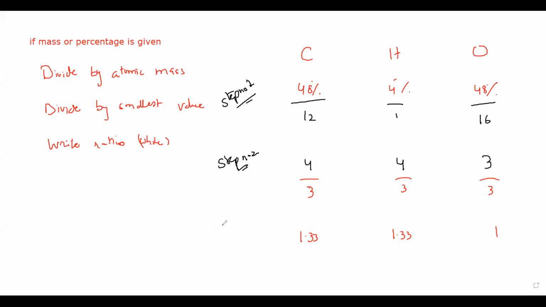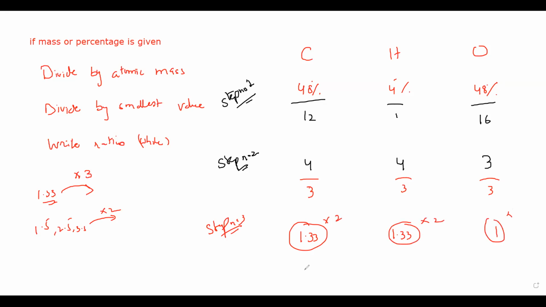So this is now step 3. We want all of them in the simplest whole number ratio. So whenever one of the values is 1.33, we'll multiply all of them by 3. If it is 1.5, 2.5, 3.5, we multiply all of them by 2. But in this example, if I multiply 1.33 by 2, it will not make a whole number. It will be 2.66, this will be 2.66, and this will be 2. But that's not a whole number.